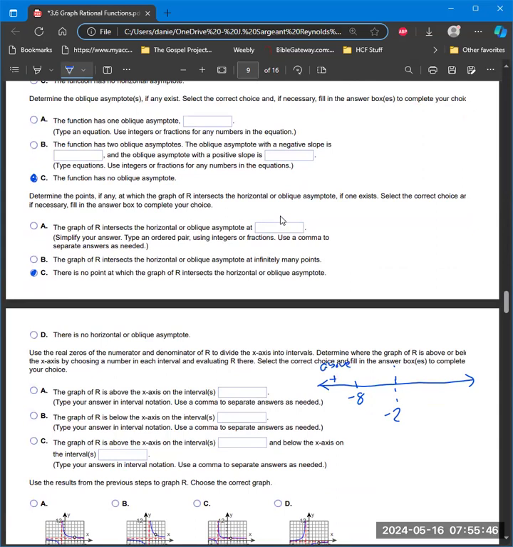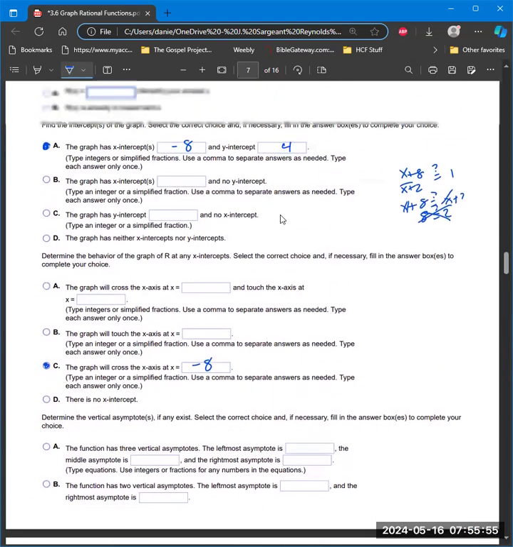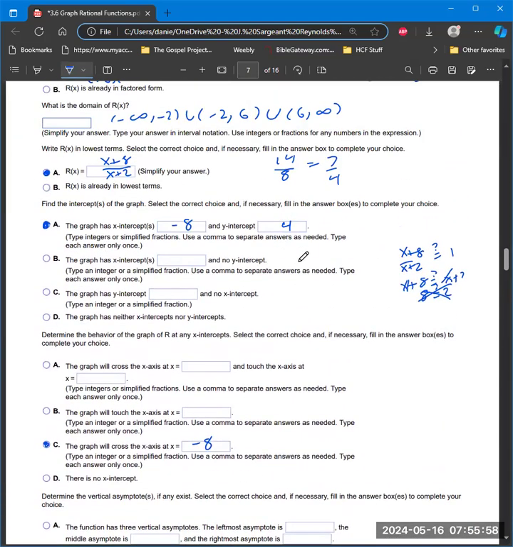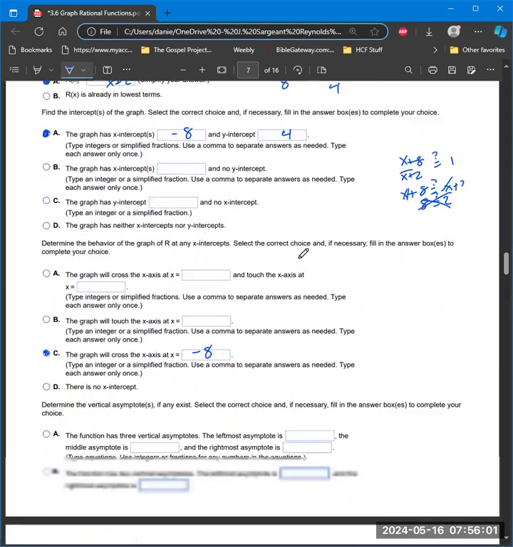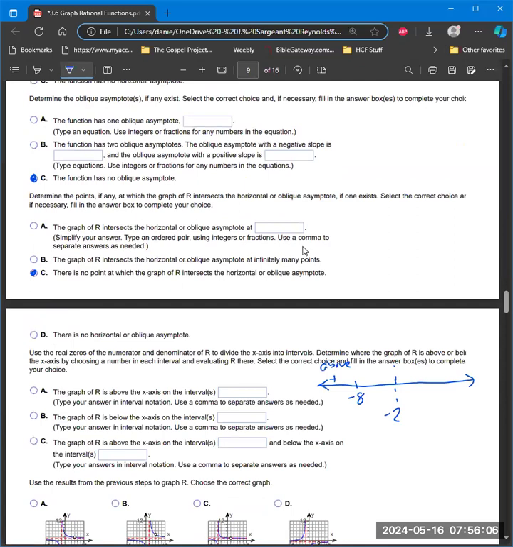And then from -8 to -2, it's going to change sign. It's going to be below. And then from -2 to infinity, it's going to change sign again. It's going to be above. Don't forget that there is this point over here at 6 that's not defined, but it's still going to be above up there.